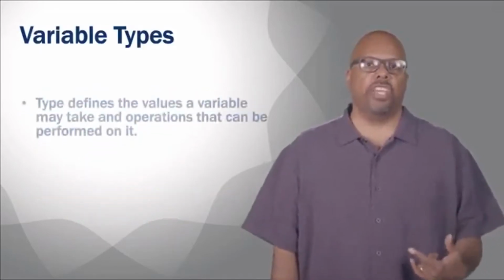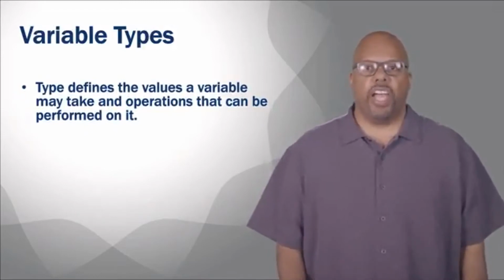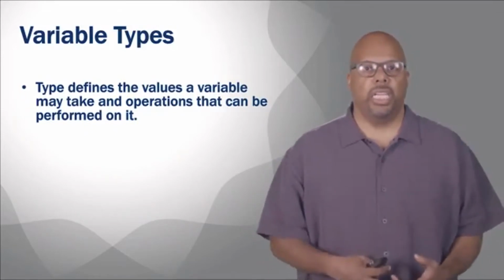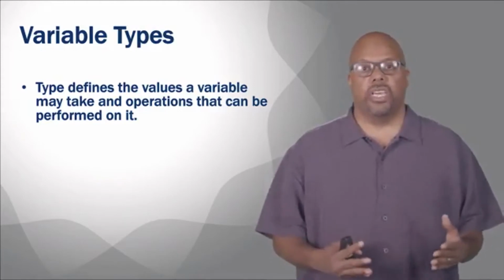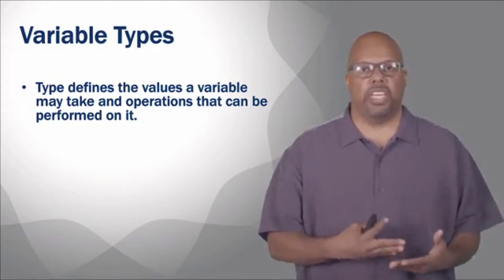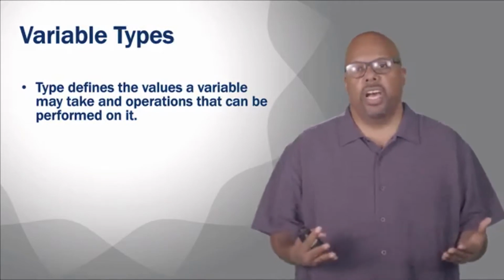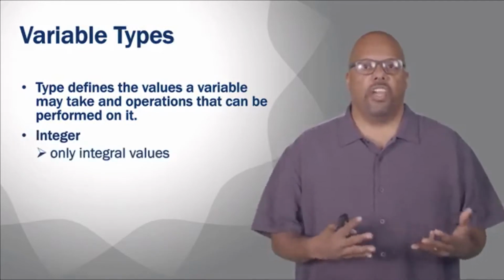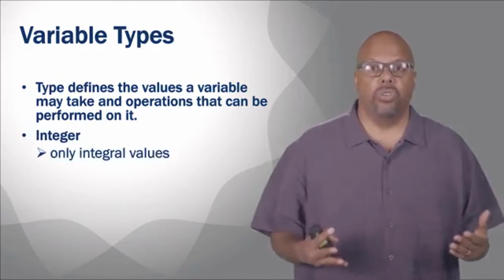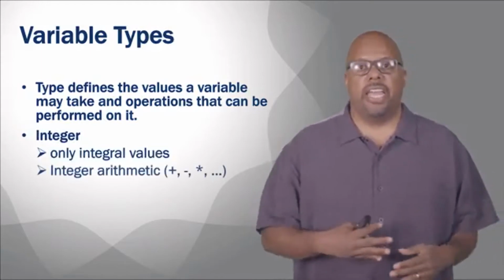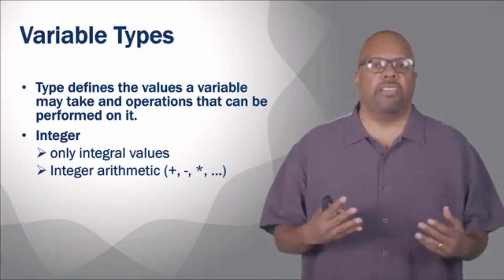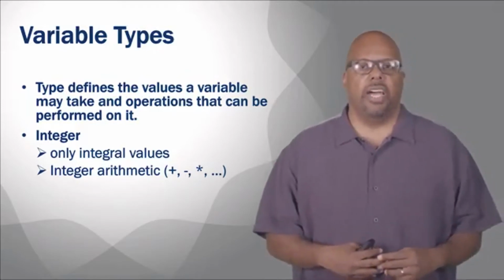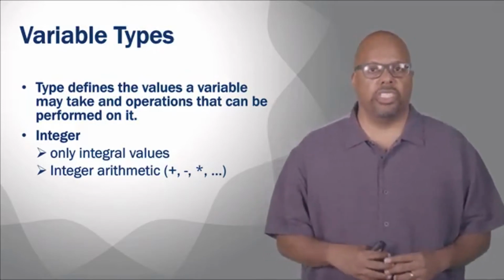So variables have types. Type defines the values that a variable can take and the operations that can be performed on that variable. So for instance, common basic types: integer, floating point, and strings. For integers, the values they can take are only integral values, right? And the operations you can perform are integer arithmetic, plus, minus, times, that sort of thing. And there are a set of other ones. We'll talk about them in a little more detail.